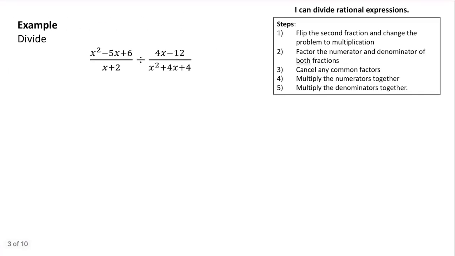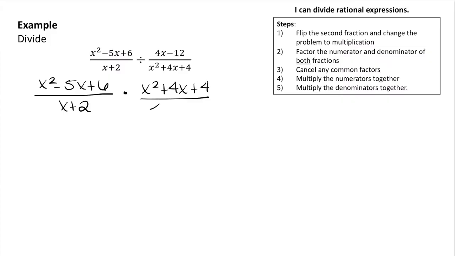So here, you notice that it's a division problem. So the first thing that I would do is just go ahead and rewrite it. Remember, the first fraction is going to stay the same, right? x squared minus 5x plus 6 over x plus 2. Then we change the division to a multiplication, and we're going to flip the second fraction. So we have x squared plus 4x plus 4 over 4x minus 12.